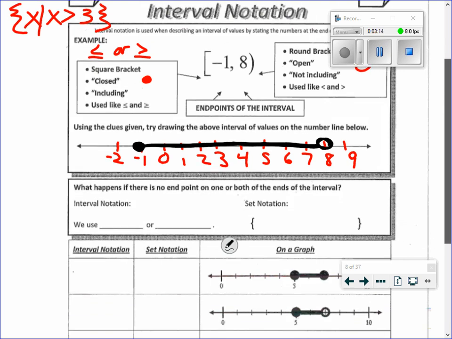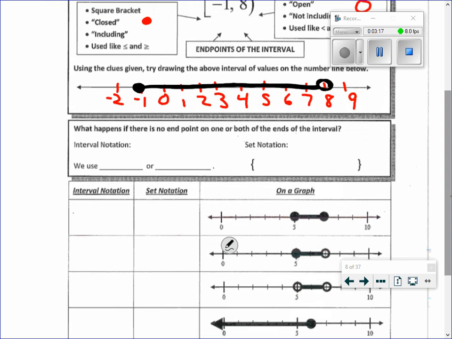So that's just a little of the basic notation we're going to be using. What happens if there is no endpoint? Does anybody remember the term from Algebra 1 where you took on all the values? Yeah, all real numbers.